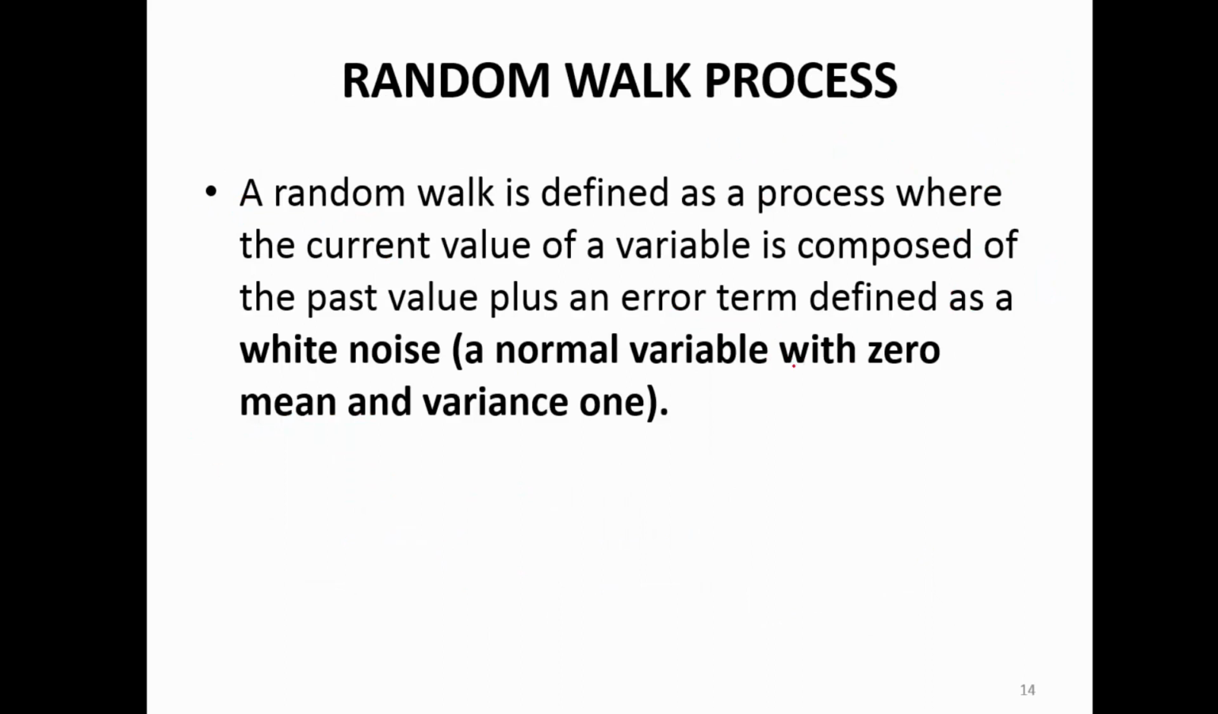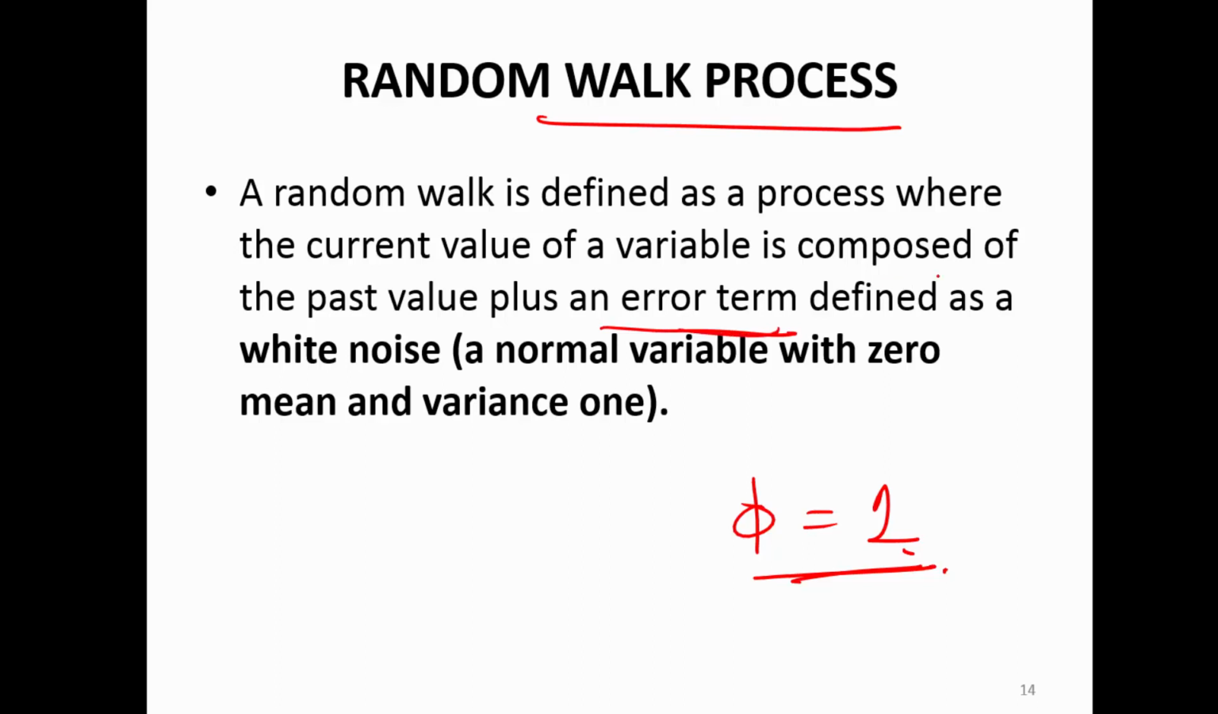All right. Now we'll talk about the random walk process. Now we are interested in the stochastic trend, and one special case of stochastic trend is the random walk process. And when is that going to happen? When psi takes a value of 1. So how do we define it? A random walk is defined as a process where the current value of the variable is composed of the past value plus an error term.